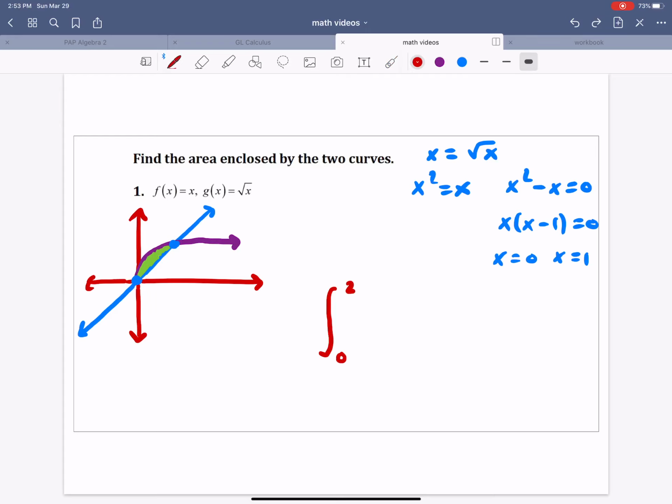Well, the curve that's on the top is the square root of x. And then we subtract the curve that's on the bottom, which is y equals x. And we integrate this with respect to x. So this is a pretty easy integral, okay? We end up getting 2/3 x to the 3/2 power minus 1/2 x squared, and we're evaluating that from 0 to 2.